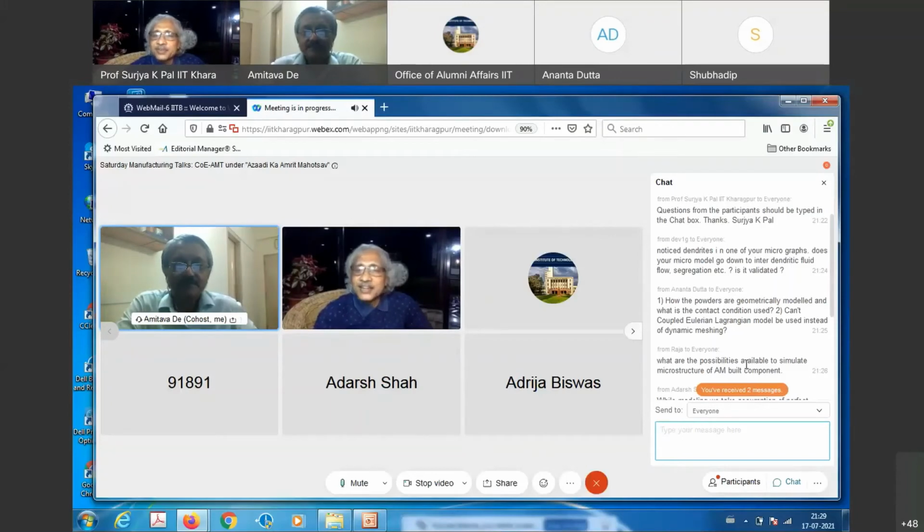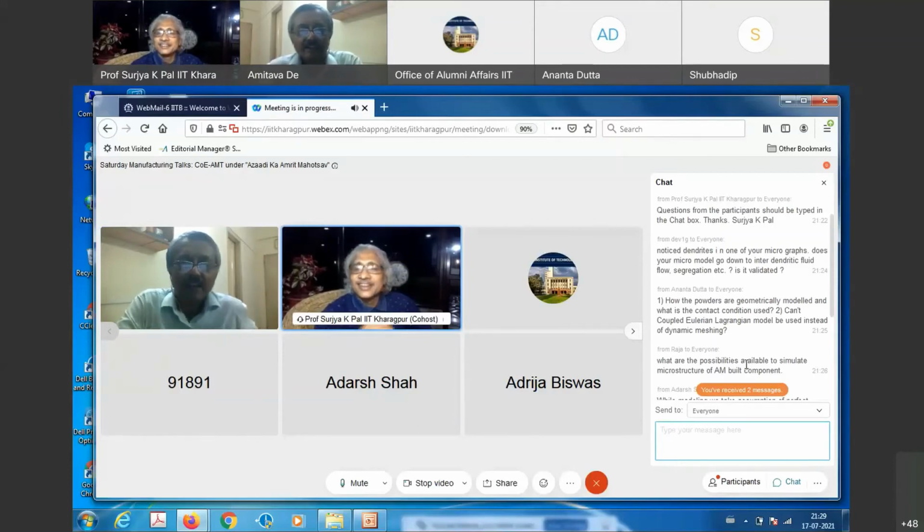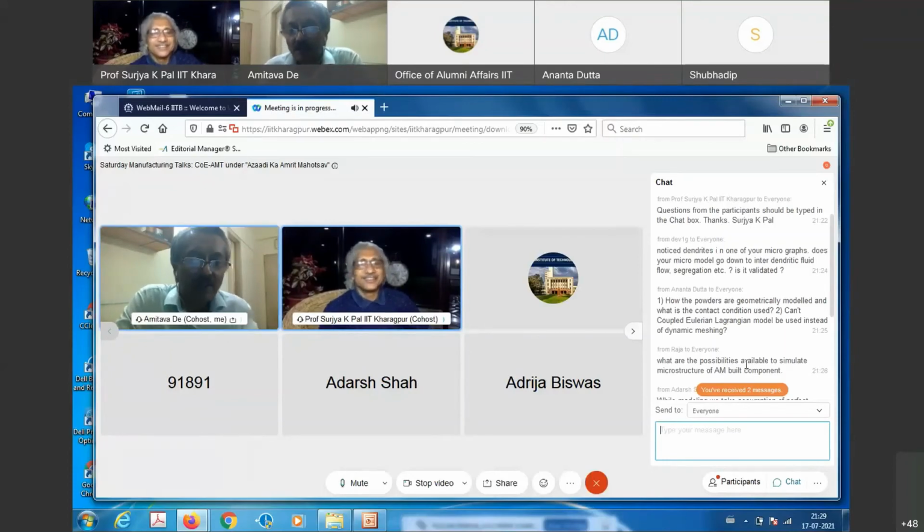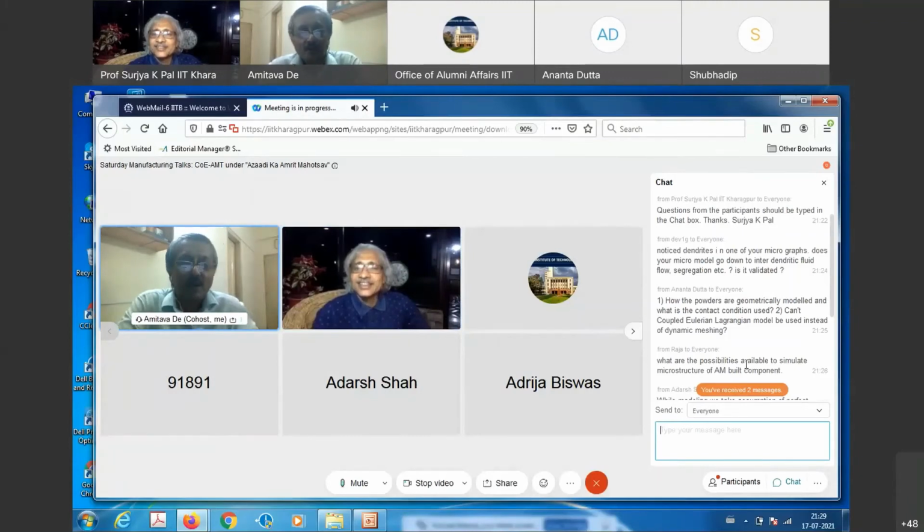Yeah, another question from Mr. Anant Datta. He has asked how the powders are geometrically modeled and what contact condition is used. This is what we have, at least we have not done, but many people have done. This is exactly those powder scale models, where the models also need to understand that when the powders are hit by a beam, how they would be collated and what would be their interaction with the beam, and so on.